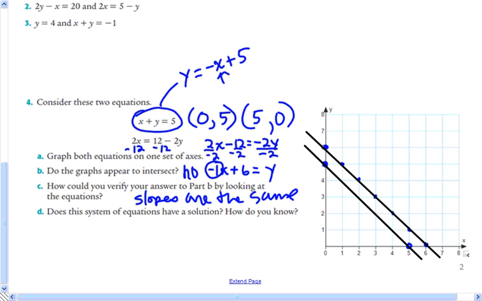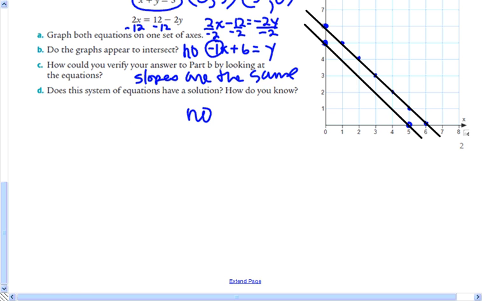So does this system of equations have a solution? No. And the reason we know is because the slopes are the same, the two lines are parallel. All right, let's look at one more problem.